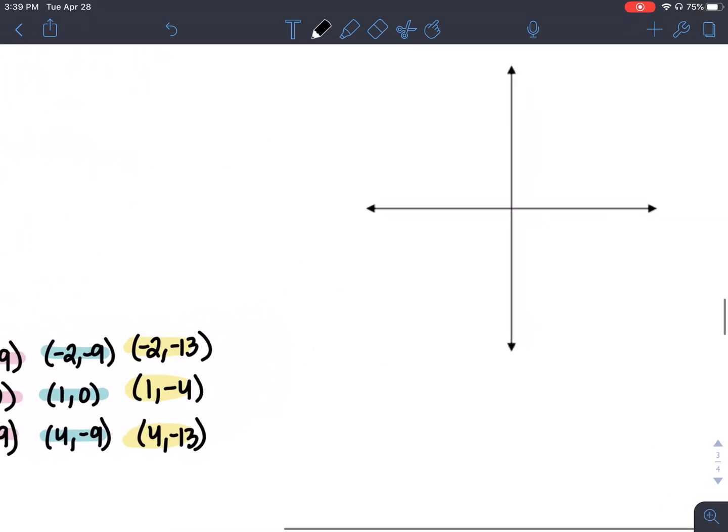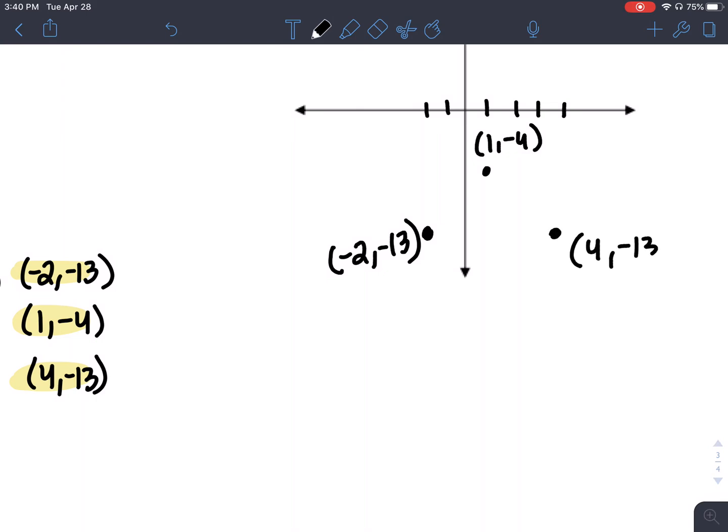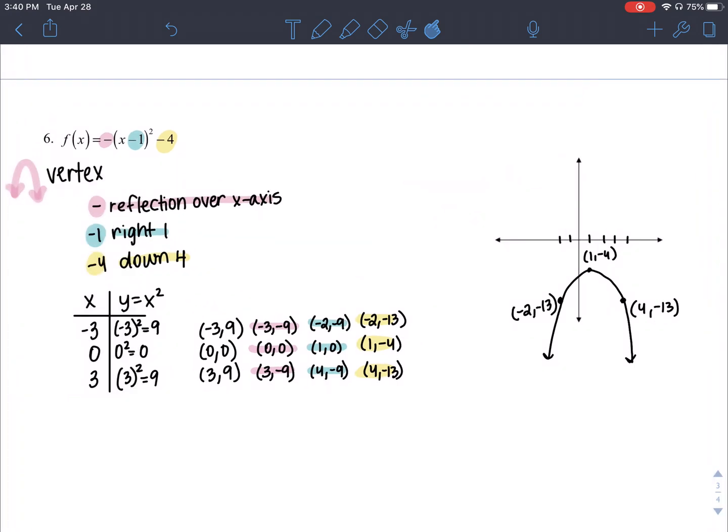And now I'm ready to graph those points. So -2 and -13, I really don't want to scale that, so I'm just going to write it instead. -1, 1, -4. And then 4, -13. And then I look at my originals, and my prediction was it's reflected, and it is reflected, so I'm good.